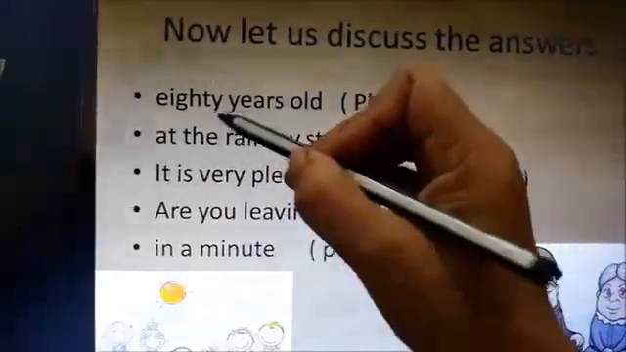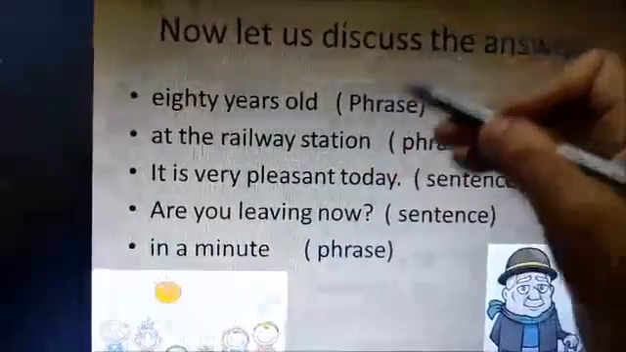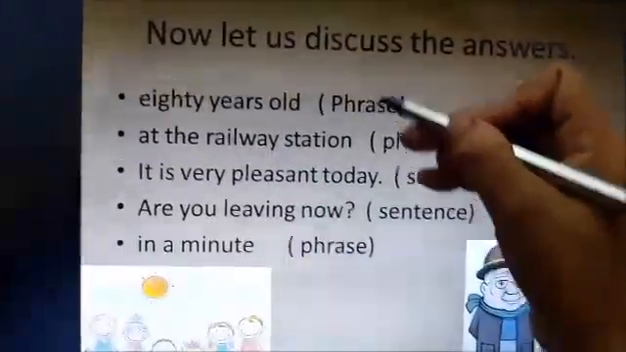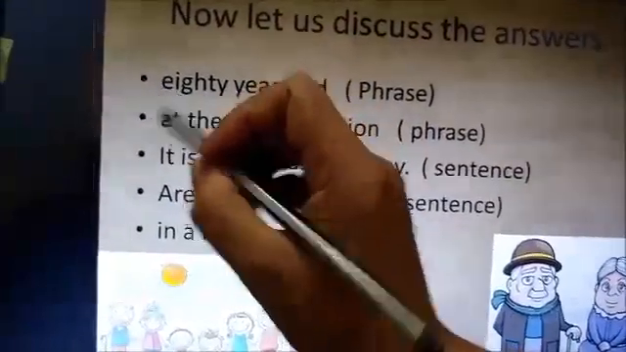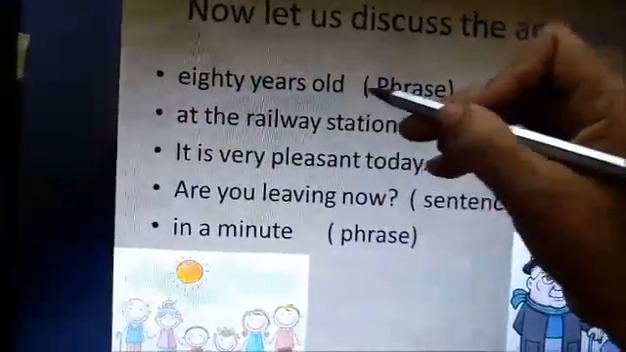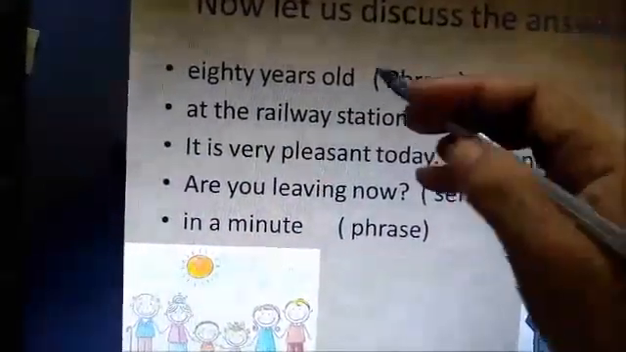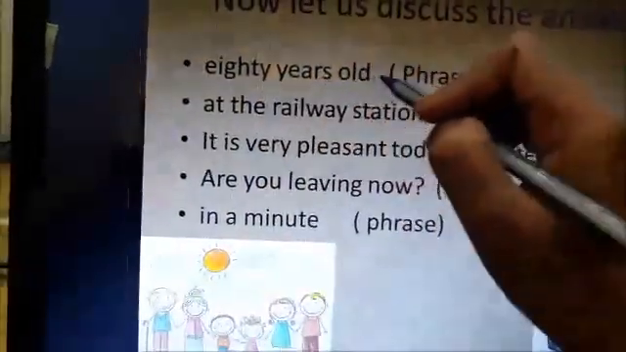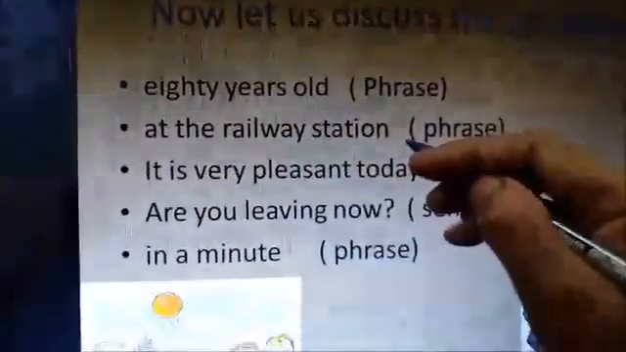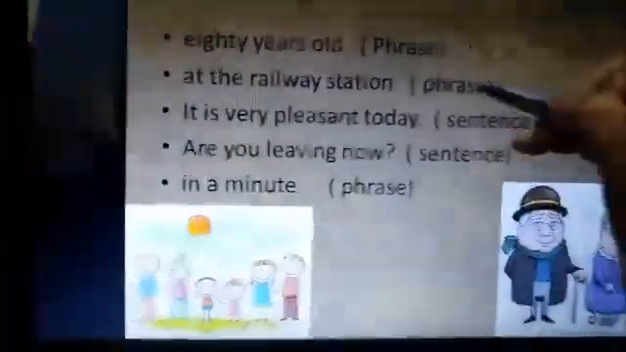The first question is 80 years old. Is it a sentence or a phrase? It is just a phrase because it does not have a subject, it does not have a verb, and it does not end in a full stop or question mark or an exclamation mark. These are just some words. 80 years old. Now look at the second one. At the railway station. It is also a phrase.